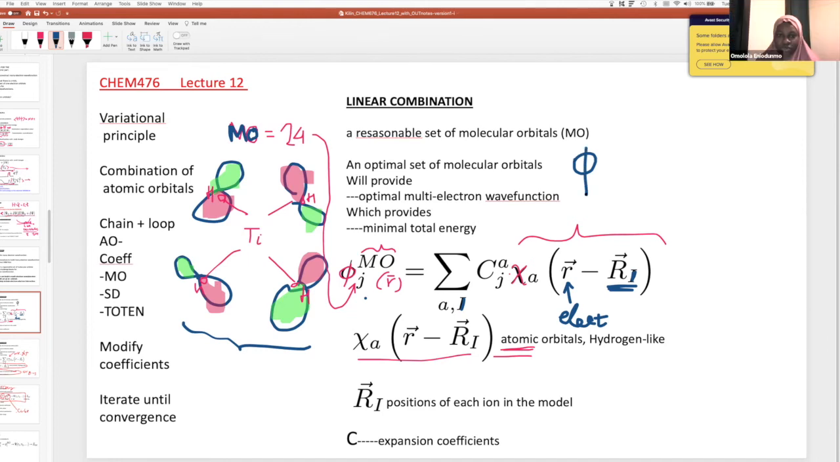Why is it only O actually? Because it is p orbital. On hydrogen, there are no p orbitals.